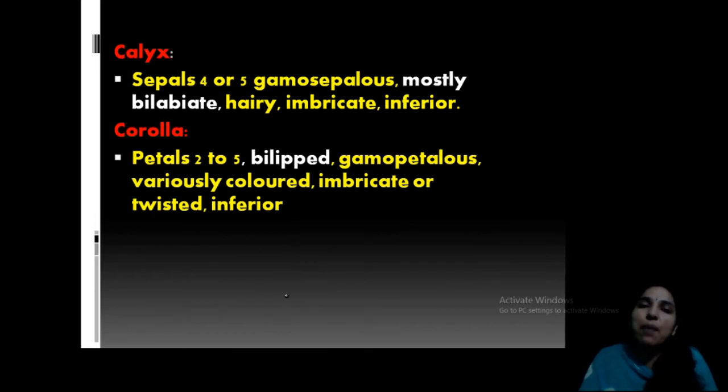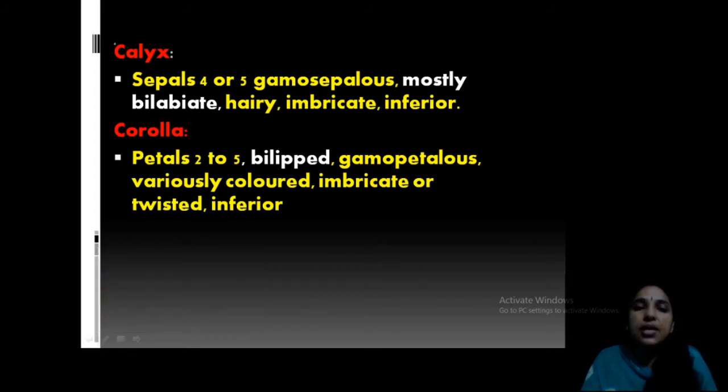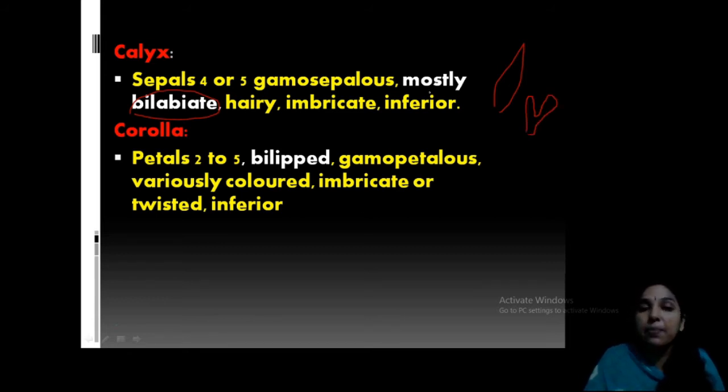Now calyx is gamosepalous. The bilabiate corolla I already told you about. See that bilabiate nature, very important. Two-lipped. Usually we can have sepals like this, a single one, but here one is divided into two. That is the bilipped or bilabiate condition. Clear? Petals are likewise bilipped. So this is a typical point. Don't forget this bilabiate condition. Then gamopetalous I already told you, variously colored, twisted, and the corolla is inferior.